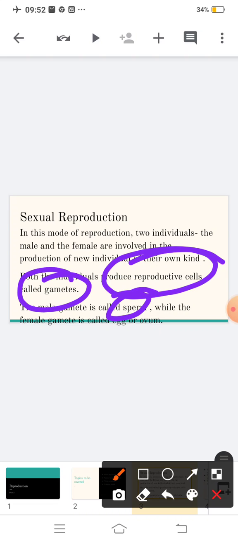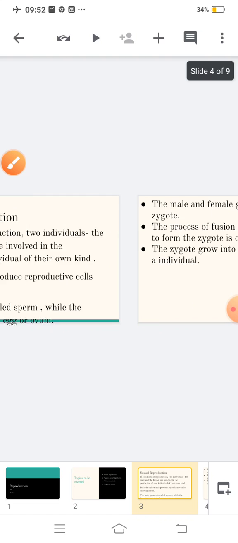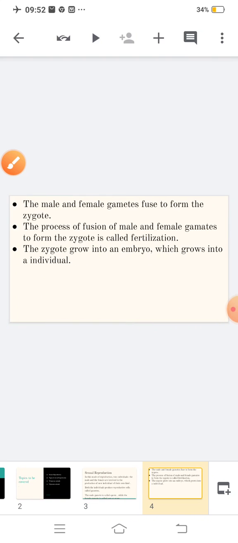The male gamete is known as your sperm, and the female gamete is called your egg or ovum. Is this clear to you? Now, the male gamete and female gamete fuse to form a zygote.